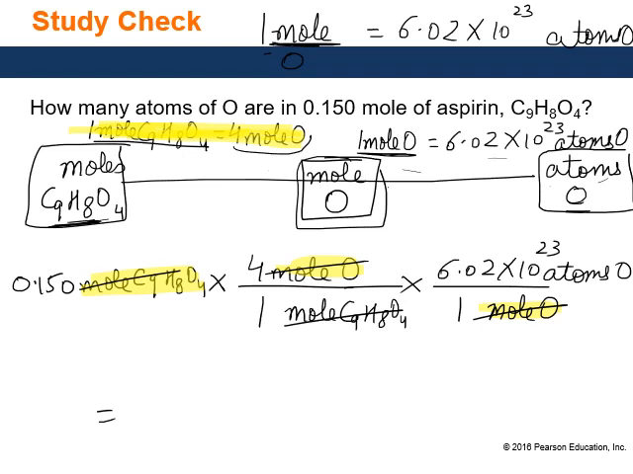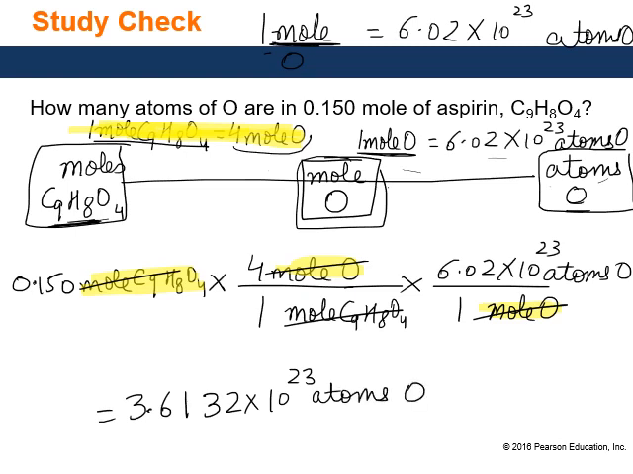So if you plug 0.150 multiplied by 4 multiplied by this number and divided by 1, it will give you your final answer. And the final answer that I have is, my calculator gives me 3.6132 atoms. Oh, I am missing my exponent. Times 10 raised to power 23 atoms of oxygen.